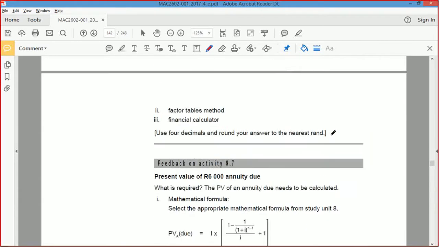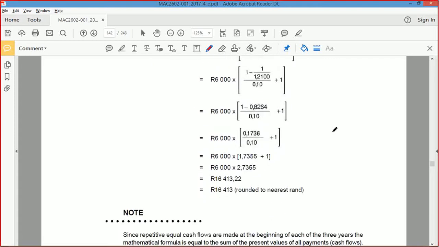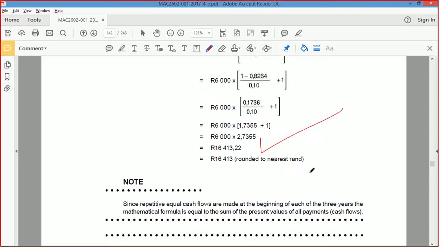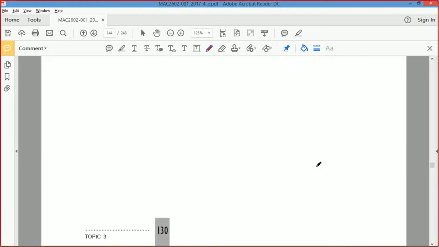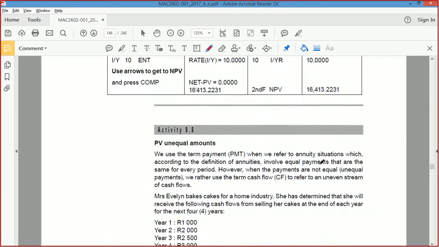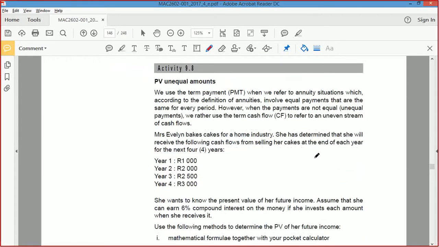It's 16,413 and 22 cents. Nice, good. That's another one. Okay, let's carry on. Here's another one. PV of unequal amounts. Okay, so when you have unequal amounts, we use the cash flow button. Remember I showed you how to do that earlier? Yes, sir. Okay, practice.